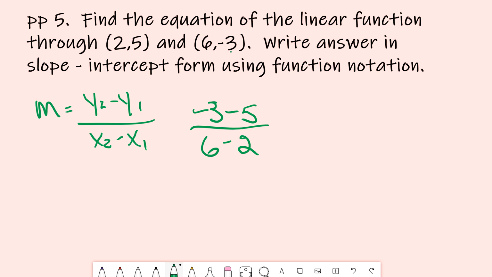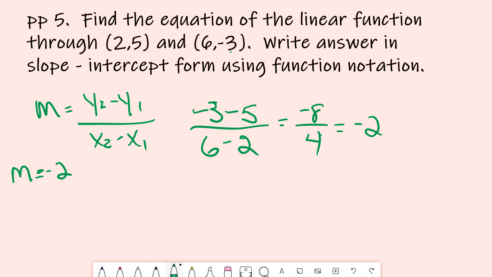Okay, here's my negative 3, y2 minus y1, and then x2, which is a 6, minus x1, which is 2. All right, so when I calculate this out, I got negative 8 divided by 4, and that's going to give me negative 2. So m equals negative 2.